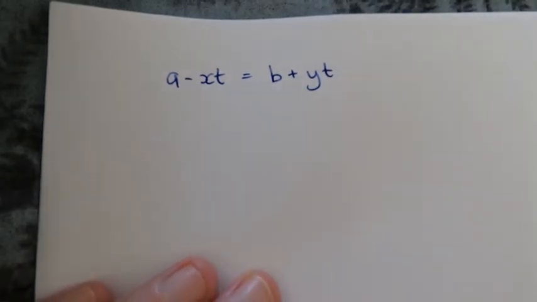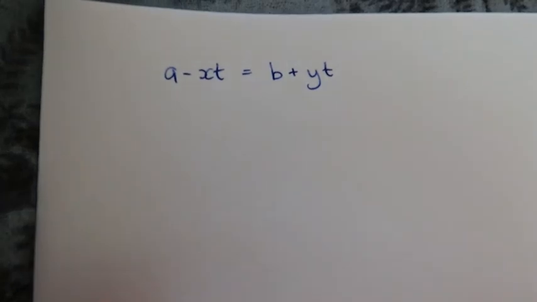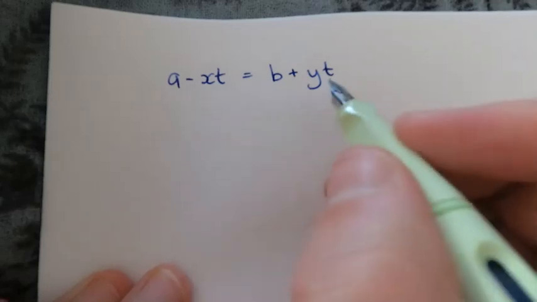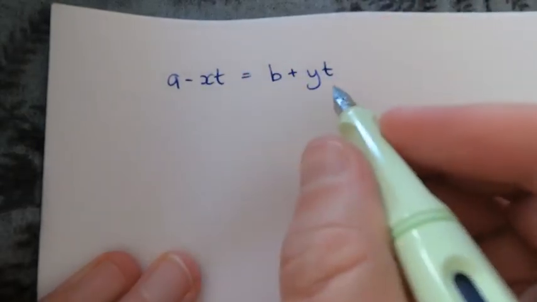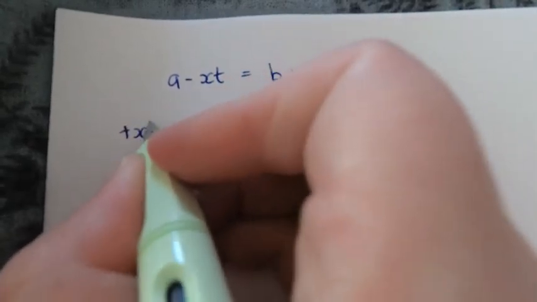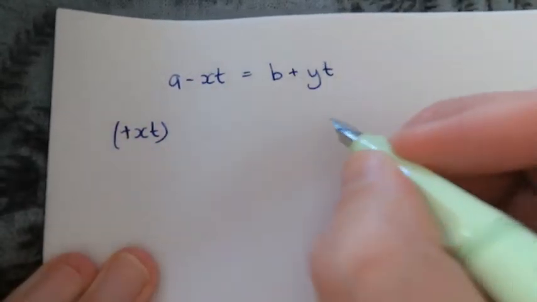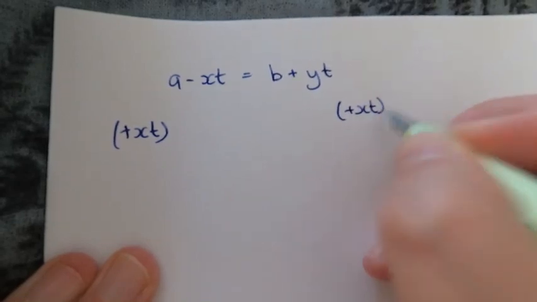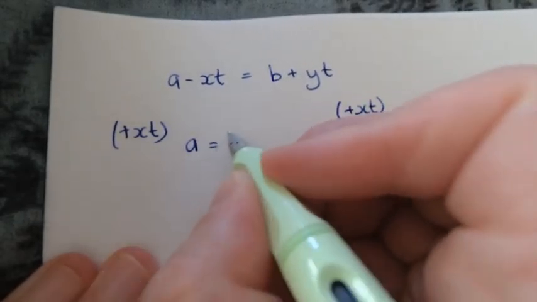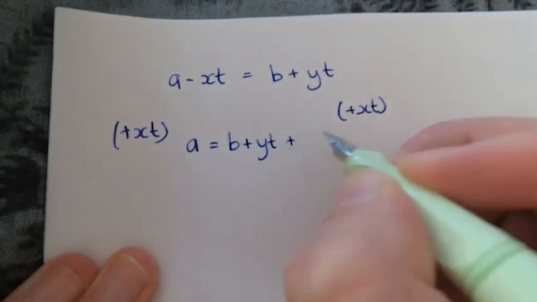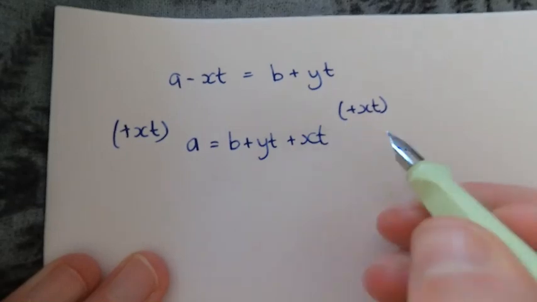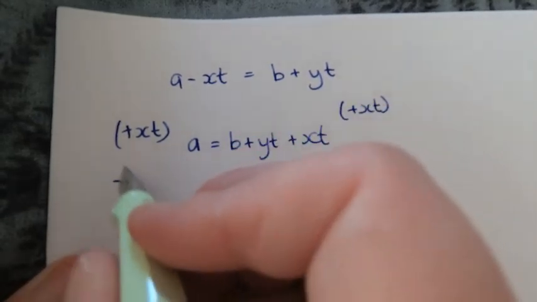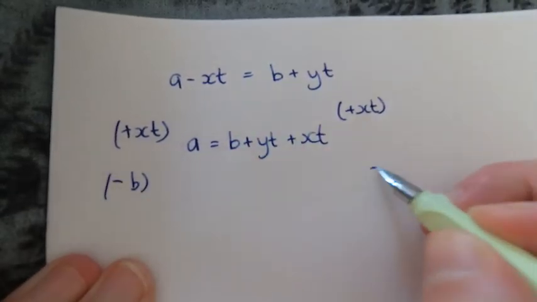So the first step now is to get all the t's on one side of the equation. So let's get the t's over on this side, might be easiest, get them all positive. So I'm going to add xt to both sides to get this one over here. So a equals b plus yt plus xt. Okay, got the t's here, but I've also got a b. Let's get rid of that so that we've just got t's on one side. So minus b from both sides.